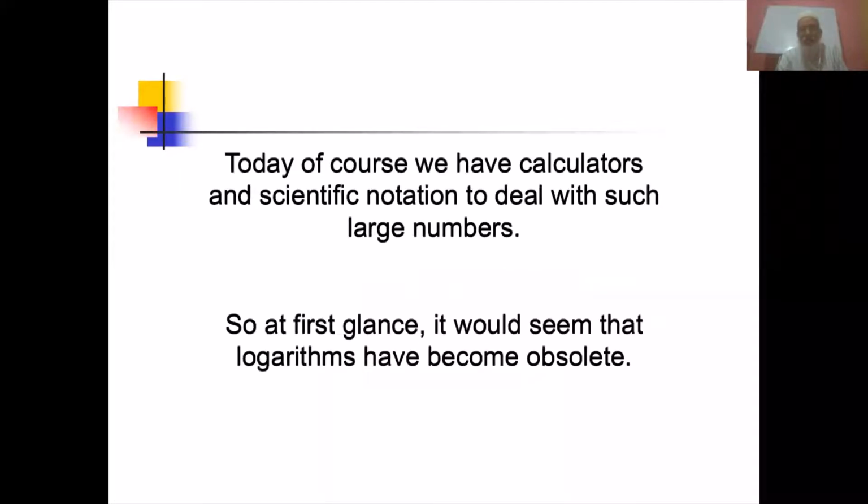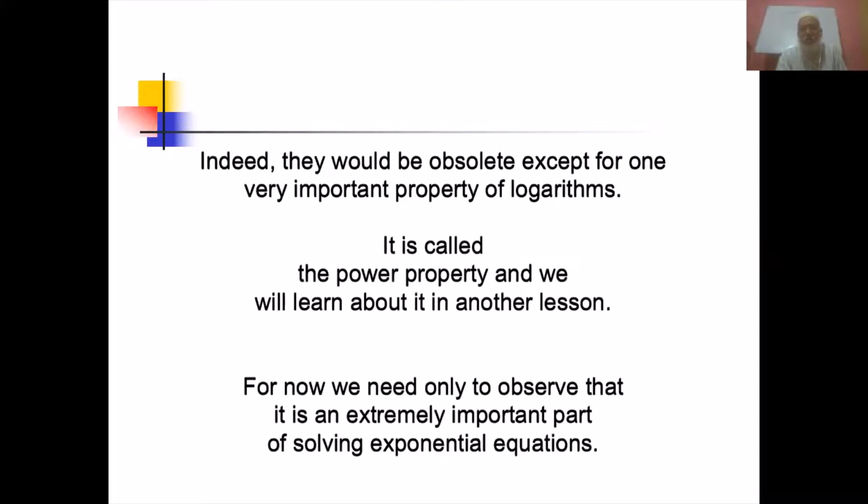Okay? Similarly, today of course we have the calculator and scientific notation to deal with such large numbers. So at first glance, it would seem that the logarithm has become absolute. Okay, has become absolute. How? Indeed, it would be absolute except for one very important property of logarithm. Okay, it is called the power property. We learn about it in another lesson, and we need only observe that it is an extremely important part of solving.